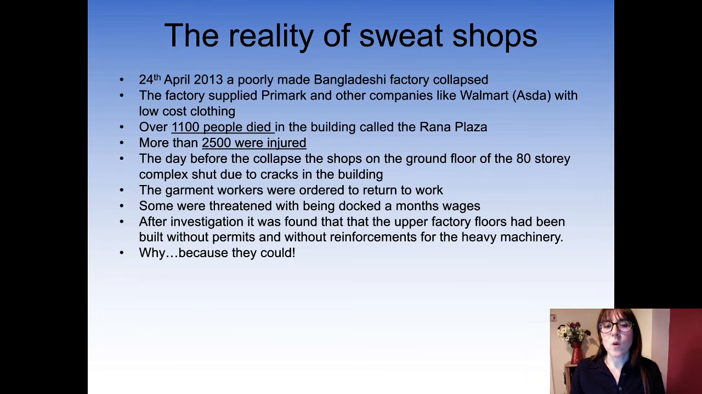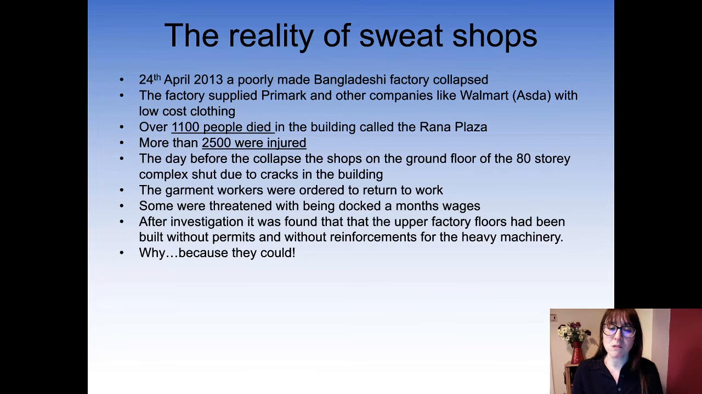So we're just going to have a very quick look at the reality of sweatshops. Now, on the 24th of April 2013, so we're not talking a long time ago, we're talking about your lifetime, a Bangladeshi factory collapsed. The factory supplied Primark and other companies like Walmart, which is Asda, with low-cost clothing. Over 1,100 people died in the building called the Rana Plaza.